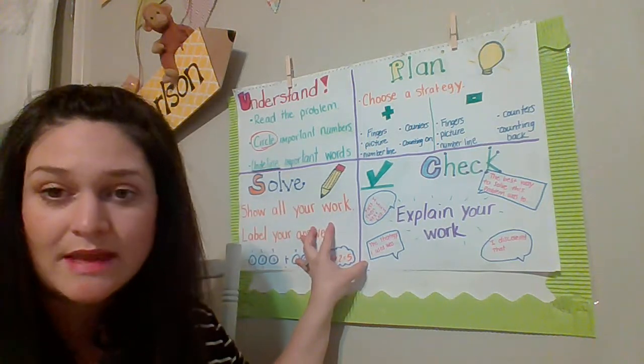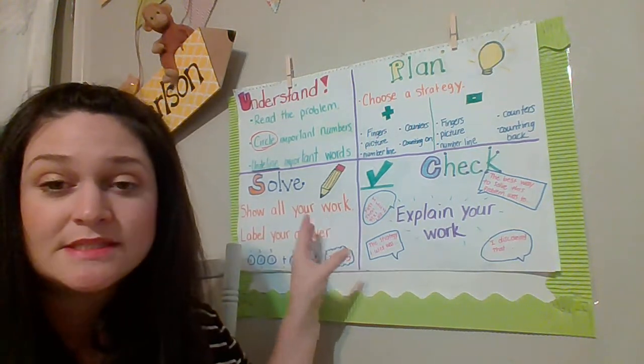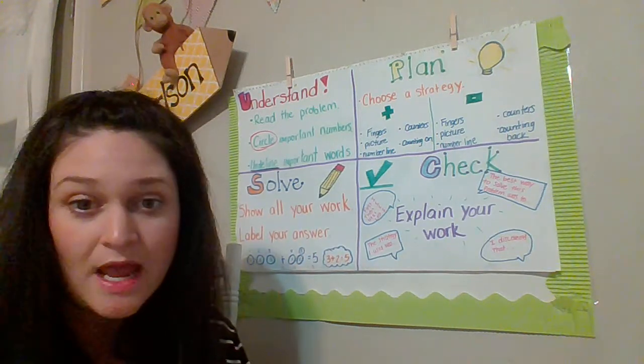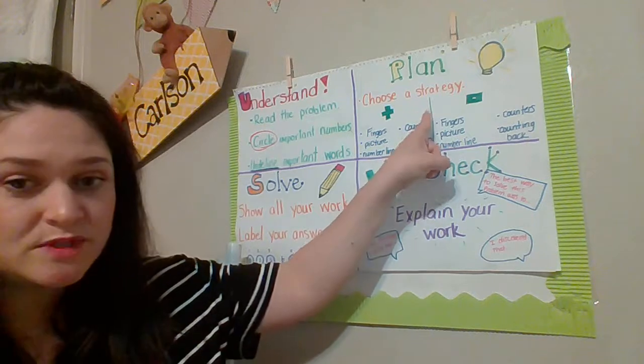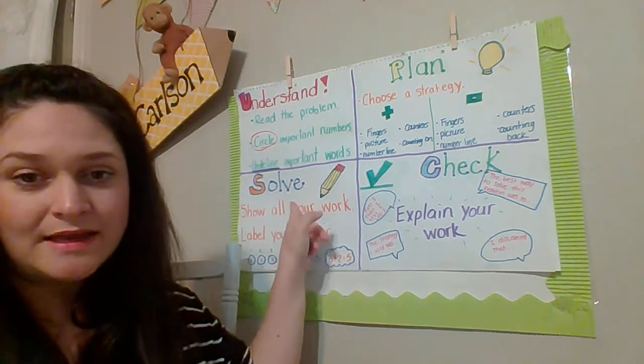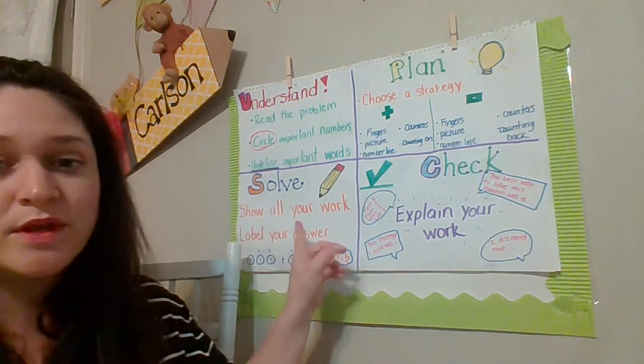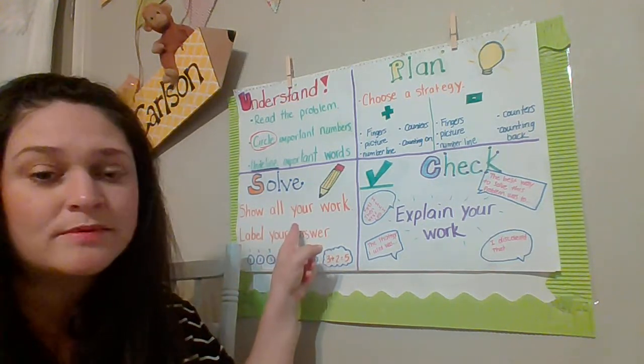Okay, and this is where you show all of your work. So instead of yelling out an answer, here we want to see you solving it. What went on in your brain? How did you come up with that answer? And so you need to show us which strategy you used and show us so that you can solve your problem. So when you're solving, you want to be able to label things.